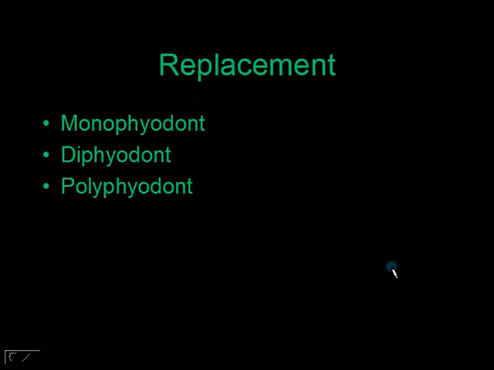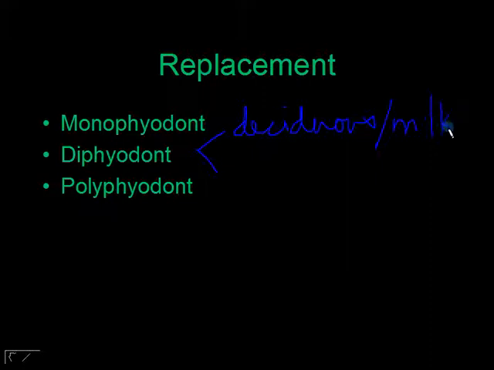Now for replacement, you could be any of the three. You're monophyodont if you have one set of teeth your entire life. You're a diphyodont if you have two sets of teeth. The first would be your deciduous or the milk teeth, as we commonly call it, and you also have the permanent dentition. And of course, you're a polyphyodont if you have an unlimited replacement of teeth.